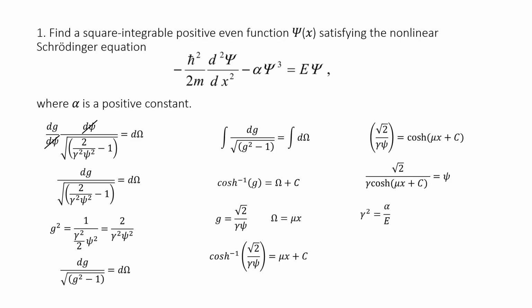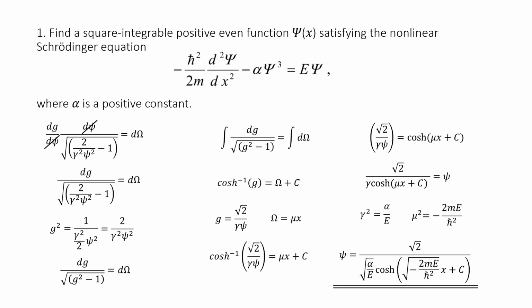Now remembering that gamma squared is alpha over e and mu squared is minus 2me over h bar squared, we can substitute this all back in and get one big formula for our wave function. And this is the final solution to this question.